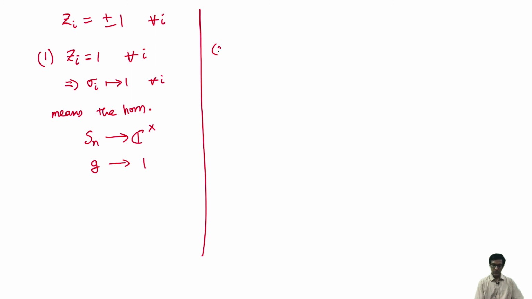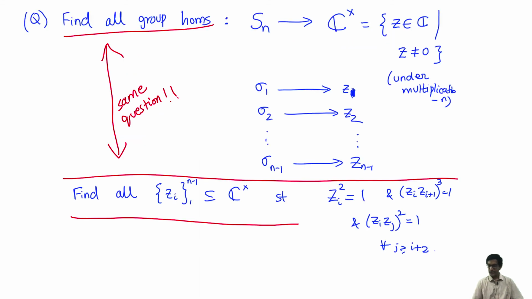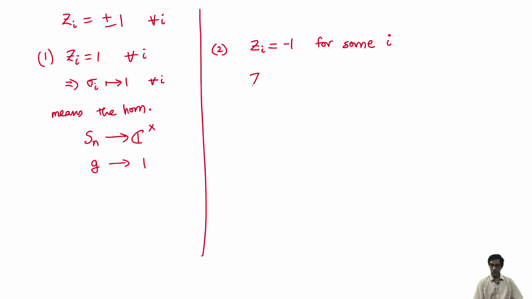So that's case 1. Case 2, suppose Zi is minus 1 for some i, just a single i. Then I need to figure out what are my choices. Is this a valid choice of Zi? Well, at the moment I only used one relation. I still have other relations, which is Zi Zi plus 1 cubed is 1, Zj squared is 1, and so on. So let's try and use the cube relation. So let's look at Zi plus 1.